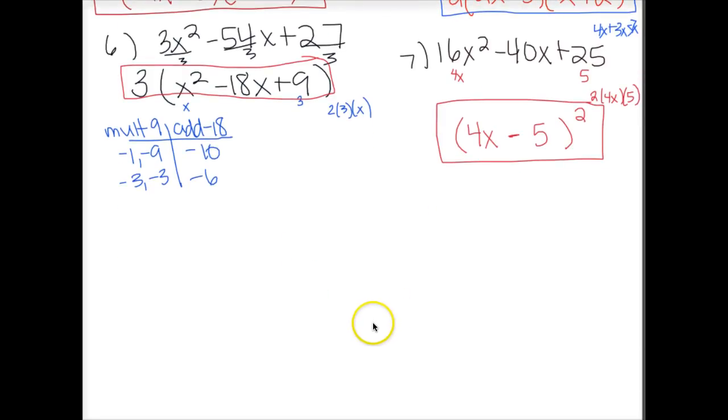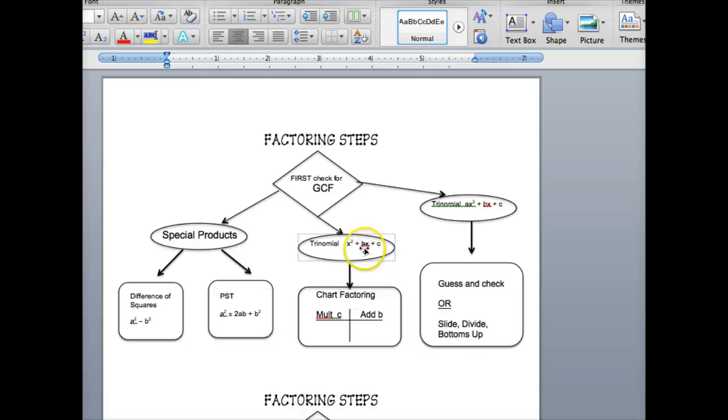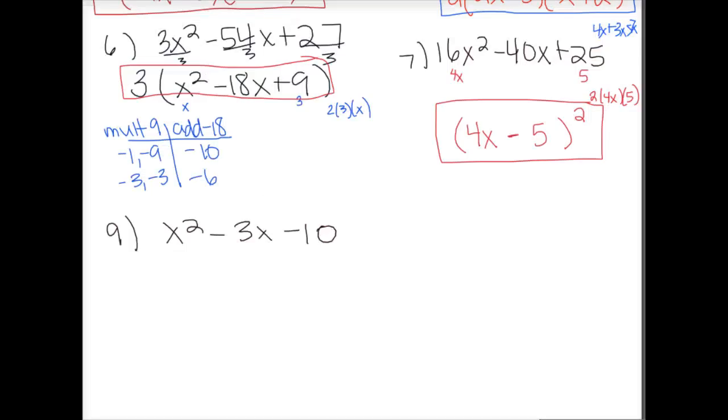All right, next one that I want to look at is number 9. So number 9, the original is x squared minus 3x minus 10. So first I look for a GCF, which there isn't one. So then I look for special products. So can't be a difference of squares because it's not 2 terms. Can't be a PST because 10 doesn't have a perfect square root and because this is a minus. So not a PST. So then I'm going to try chart factoring because it's a plain x squared.